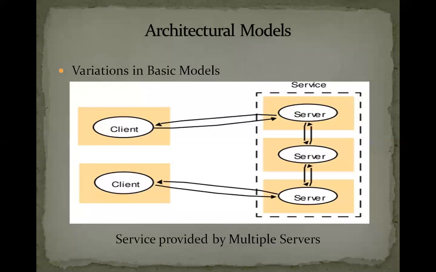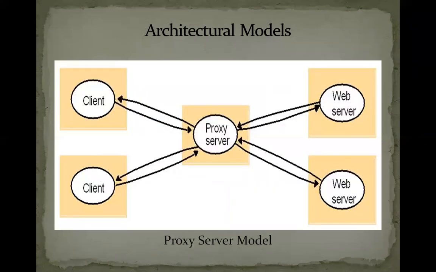Now the servers can also replicate or partition themselves for the different sets of objects on which the services are based. Now the third architectural model is the proxy server model. A proxy server model, you can call it a cache. You already know what a cache is, which is used to store recently used data objects closer than the objects themselves.